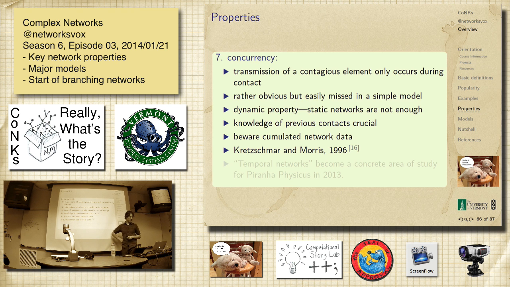This is a nice piece of work by Martina Morris and Krishmar back in '96 saying we've got to do this. And it's funny to see that now, in 2013, 2014, we have the stat mech physicists getting very excited about this new thing, temporal networks, and solving all sorts of nice math problems associated with things that happen sequentially. But of course, we knew about that.